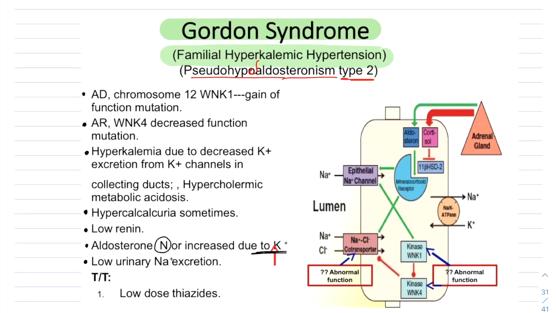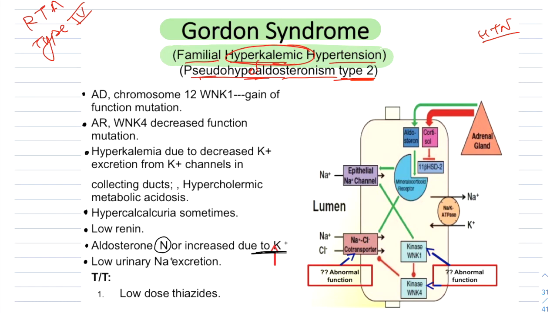Okay, so it is written wrong. It is pseudohypoaldosteronism type 2. It is also called familial hyperkalemic hypertension. So this is one of the syndromes of hypertension in which there is presence of hyperkalemia. Another disease that is associated with hyperkalemia as well as hypertension is renal tubular acidosis type 4. It also has hyperkalemia as well as hypertension.